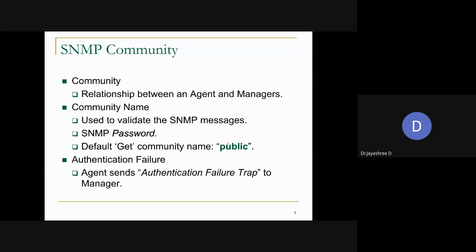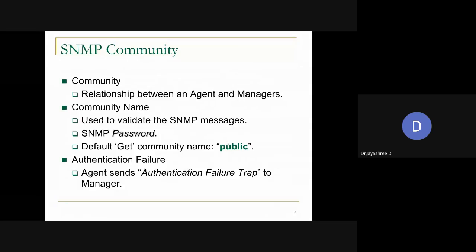The community name is a password. You can call it public or private; the default is public. It is anything used to validate the SNMP messages. It is an SNMP password. The default get community name is public.